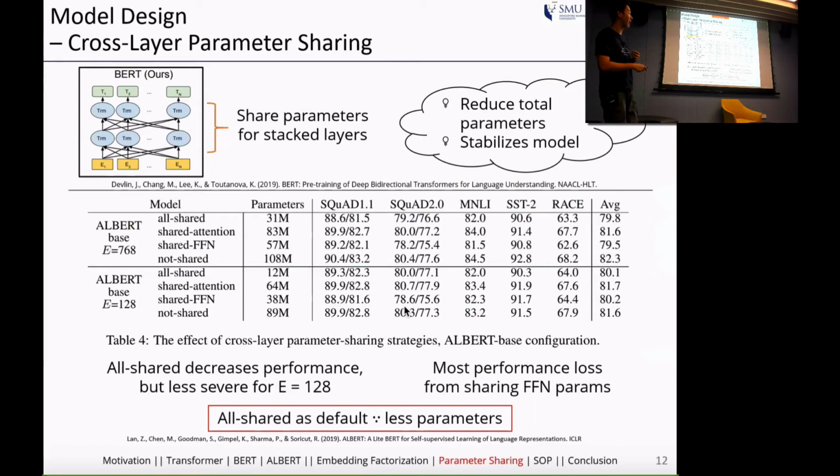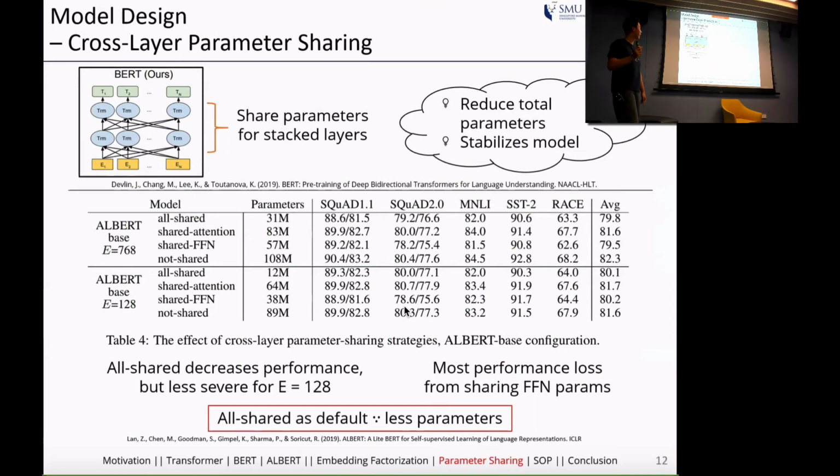So anytime you share the feed-forward network, the performance drops at least like 1%, given the same embedding size. But still, the authors chose to use the all-shared method, which is they take the performance loss because the training is a lot faster. You reduce the number of parameters by a lot.